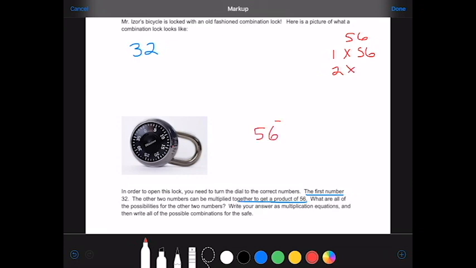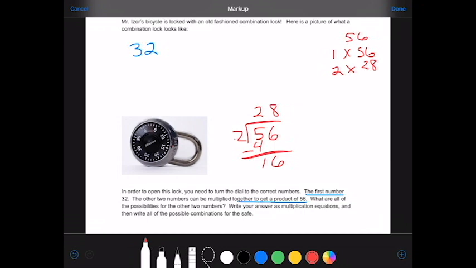We could multiply 2 times something. Let me do the long division on that one. 5 divided by 2 is 2. 2 times 2 is 4. Subtract, I get 1. Bring down the 6. 6 divided by 2 is 3. So it would be 2 times 28. 3 does not go in because 5 plus 6 is 11, and 3 doesn't go into 11.